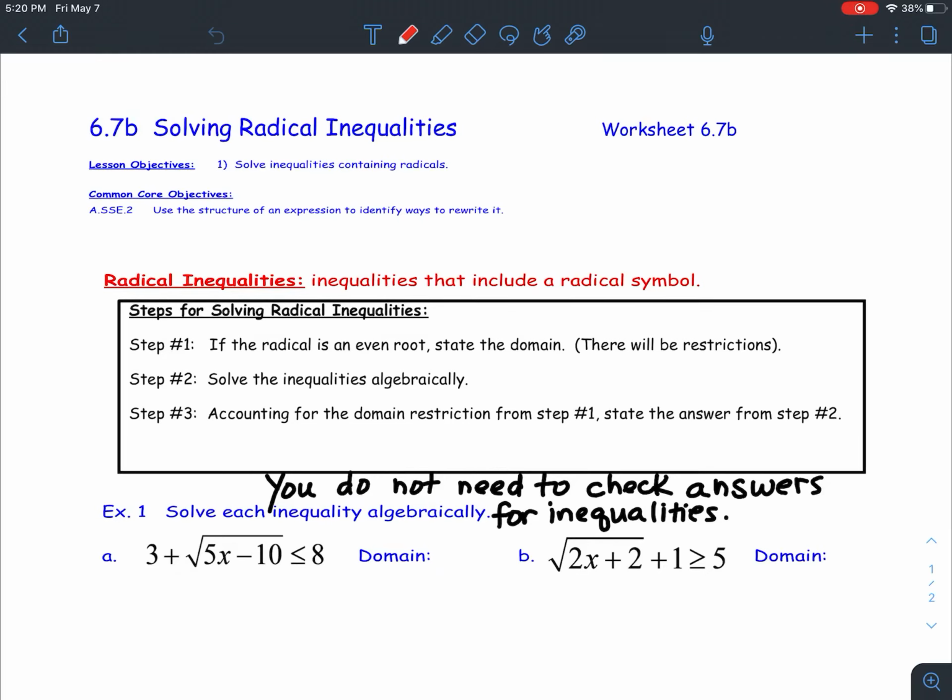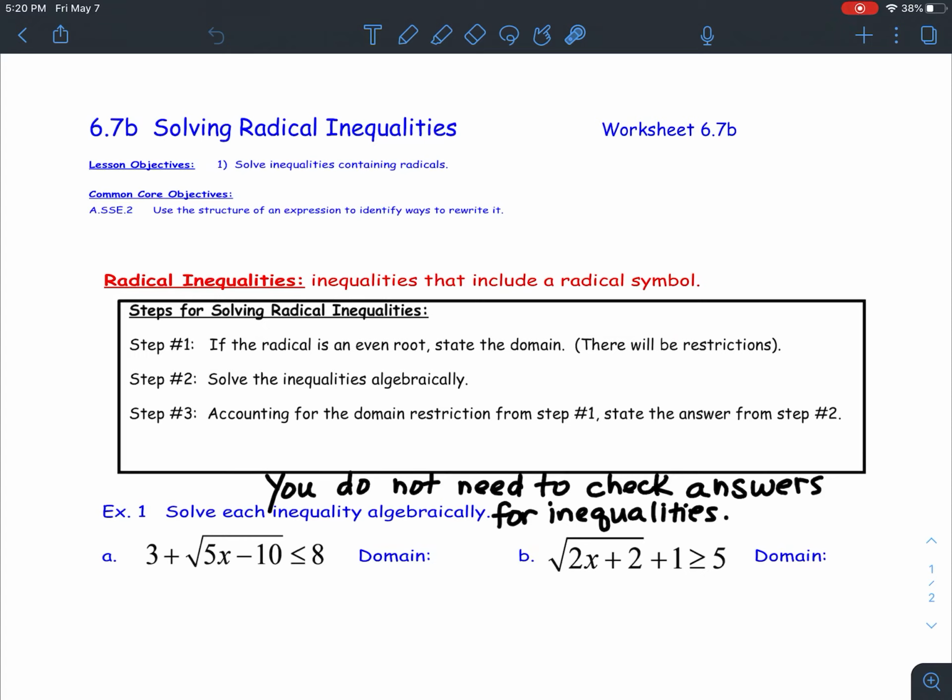All right, this is section 6.7b. In the previous video, we had learned how to solve radical equations, and today we're going to talk about how to solve radical inequalities. So aspects of this lesson are going to be similar to the previous video, but there are a few nuances that are specific to when, instead of an equal sign here, it's some type of an inequality, less than or equal to, greater than symbol.